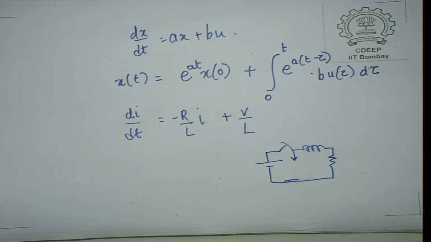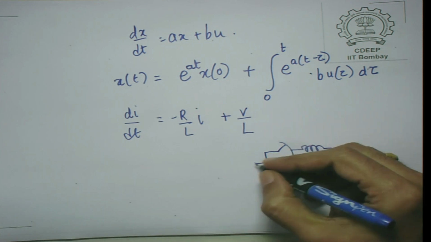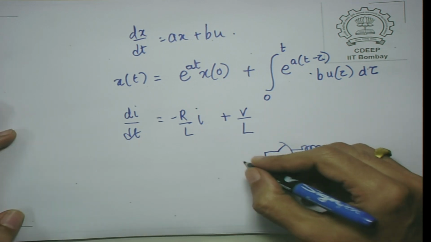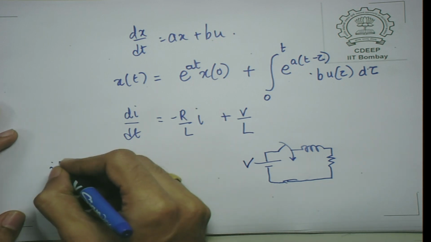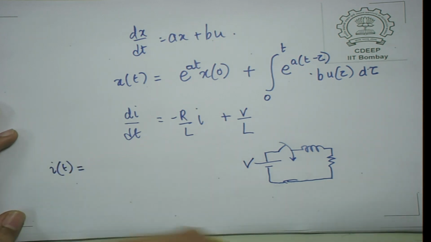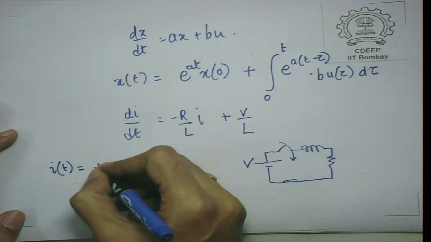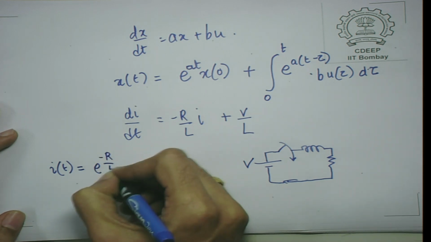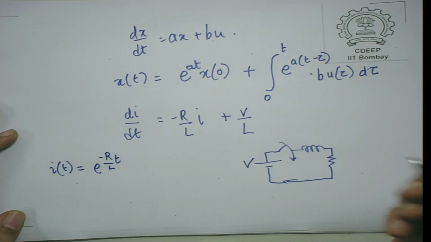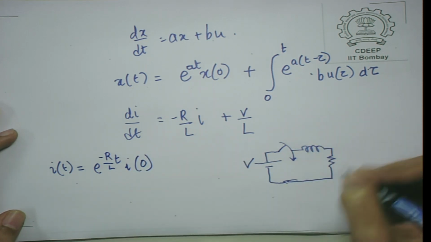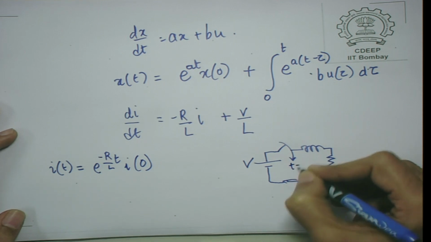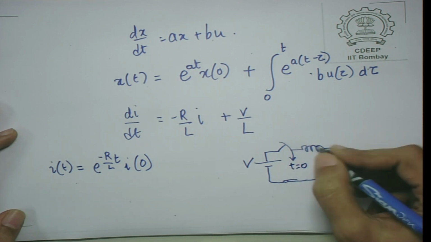If you do that, you will find that the solution therefore will be, this is V, the solution will come out to be I of t is equal to e raised to minus R by L t into I0, we will just write it as I0, but in this circuit if nothing else was connected before this switch was closed, the current also would be 0.